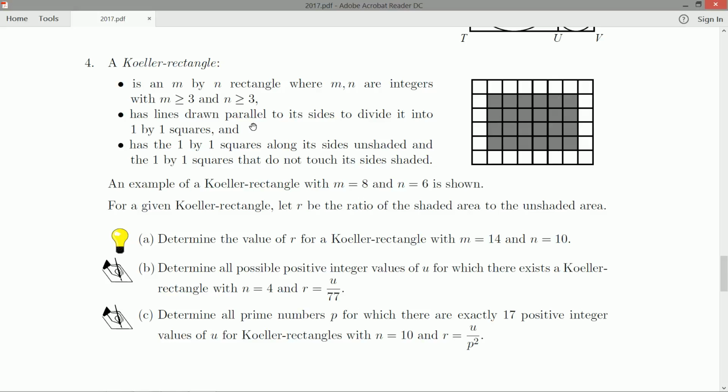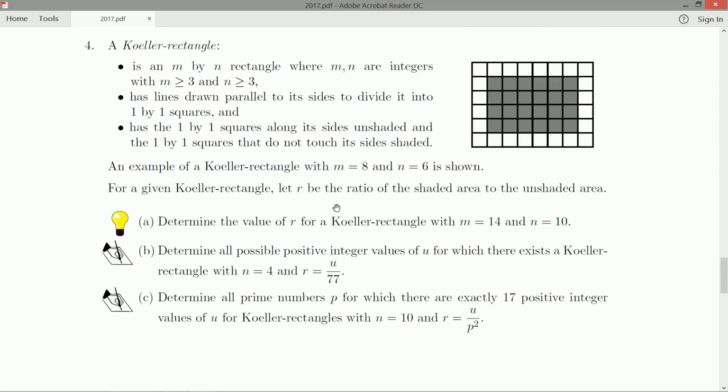Has lines drawn parallel to its sides that divide it into 1 by 1 squares. Okay. And the 1 by 1 squares along its side are unshaded, and the 1 by 1 squares that do not touch the side are shaded, just like this picture here, which happens to be a Keller rectangle with m is 8 and n is 6. Okay, so it's a 6 by 8 rectangle, and the inside area is shaded.